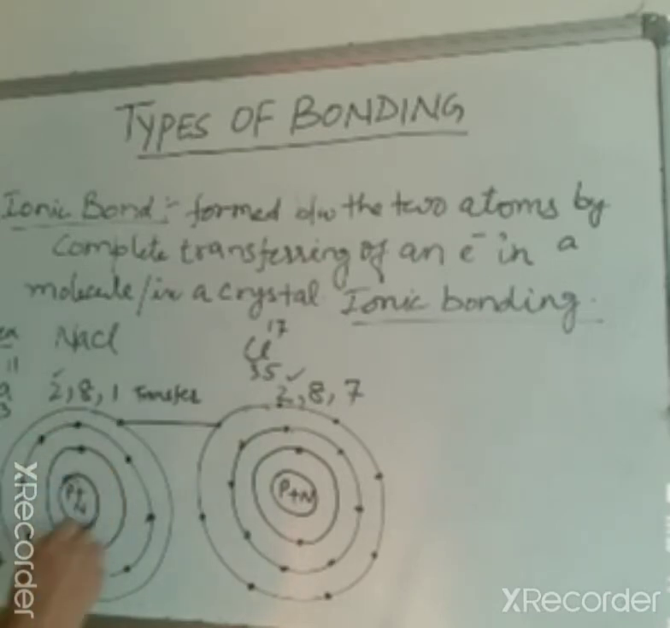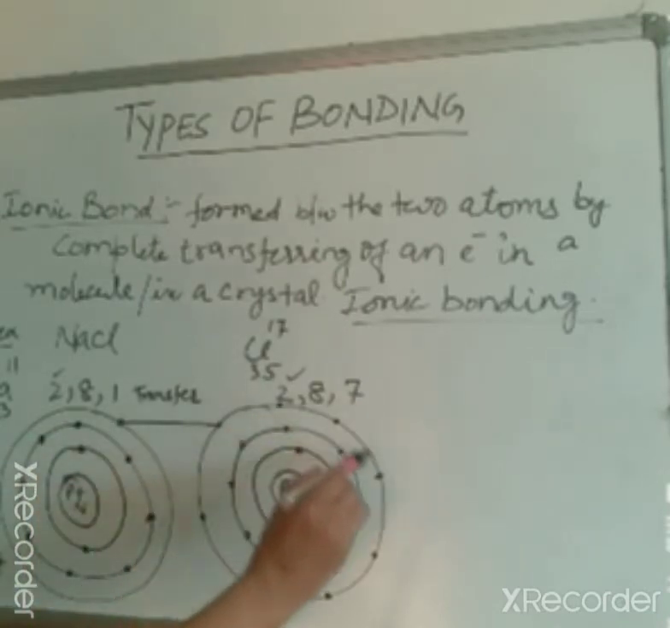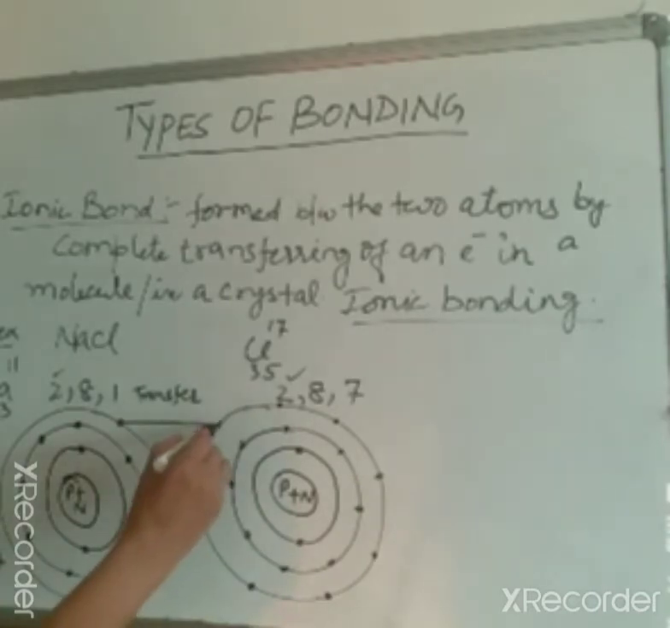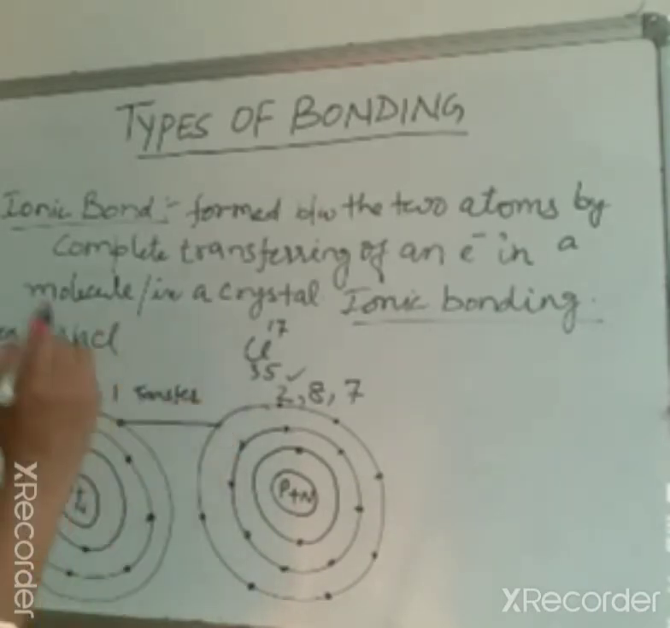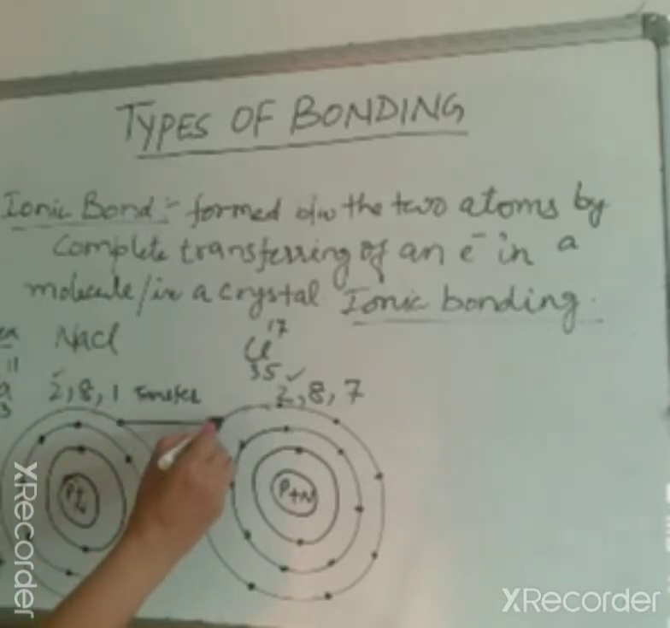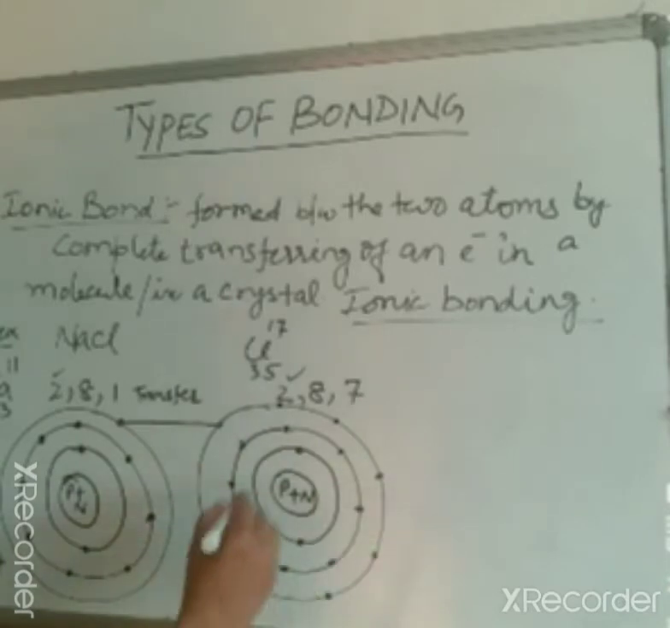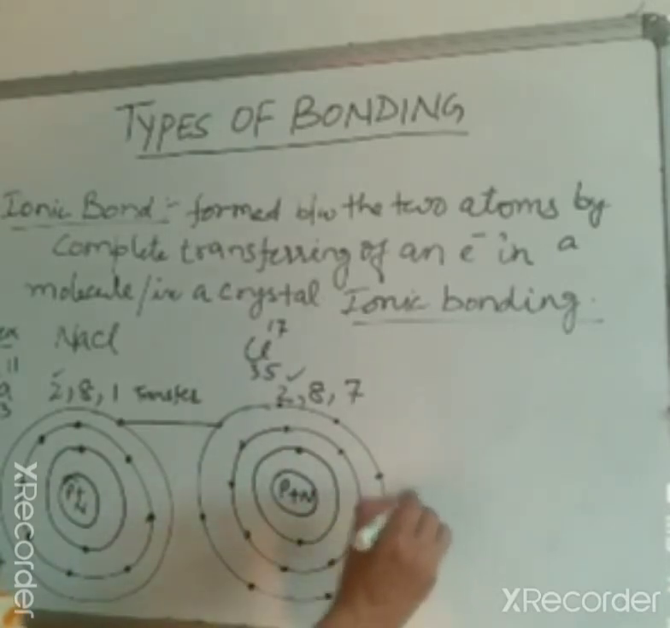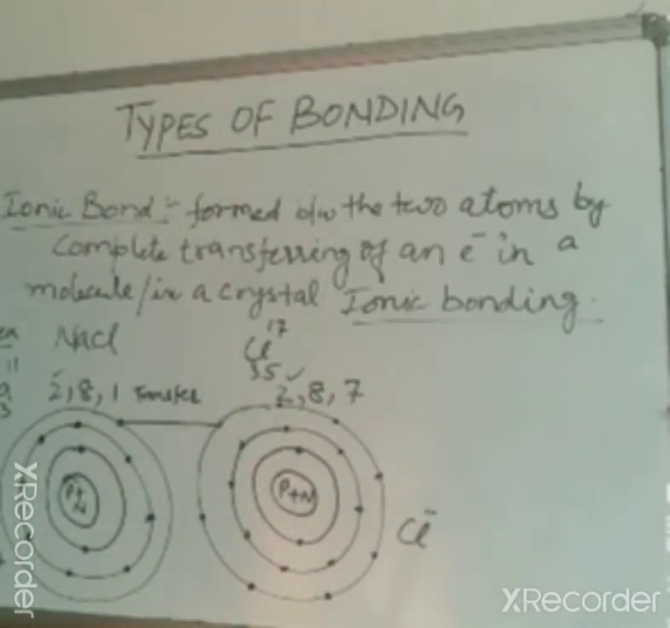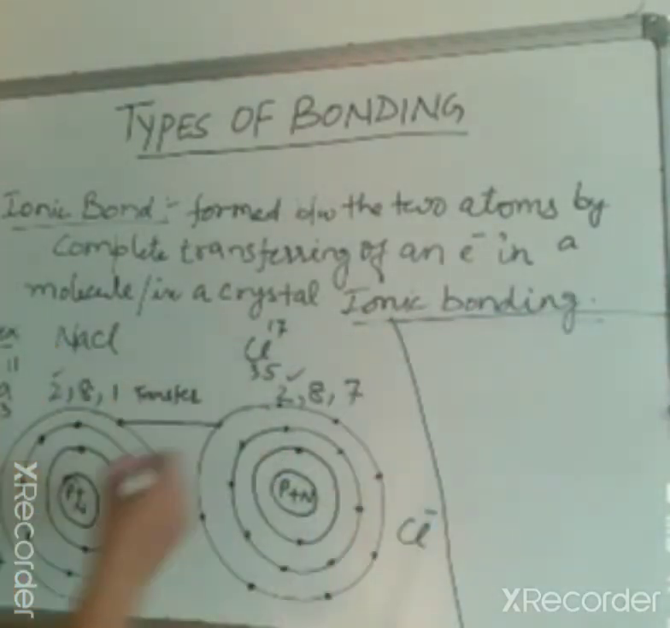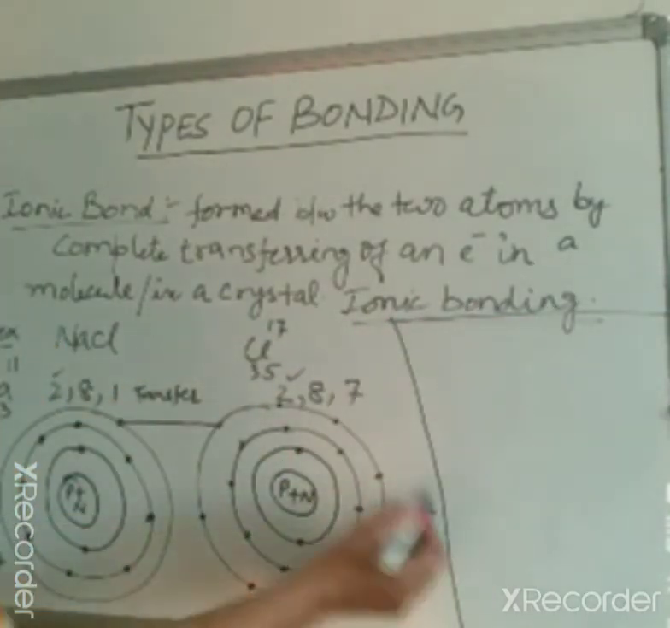So it becomes stable. Now here the outermost shell is also complete with the transfer of one electron from sodium to chlorine. Now it becomes stable and it has followed the octet rule. So it becomes chlorine negative. Now I will tell you about this positive and negative charge.